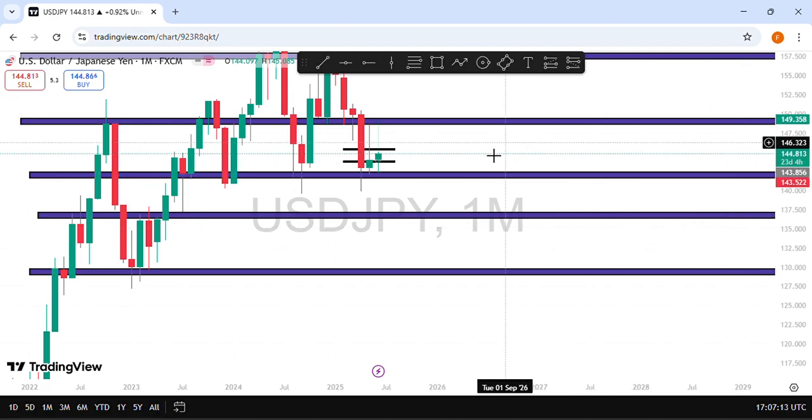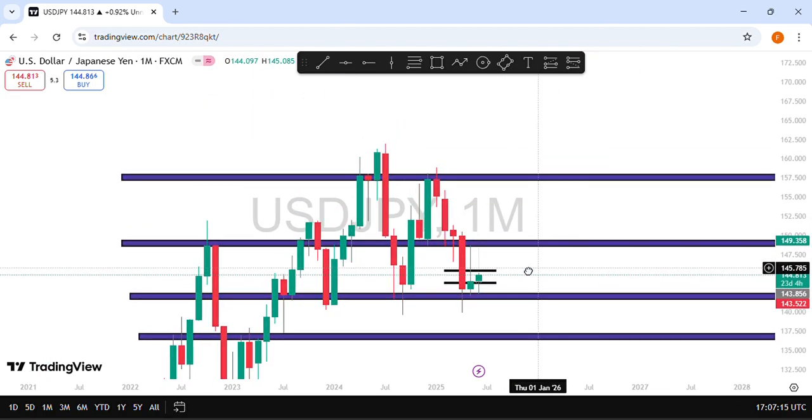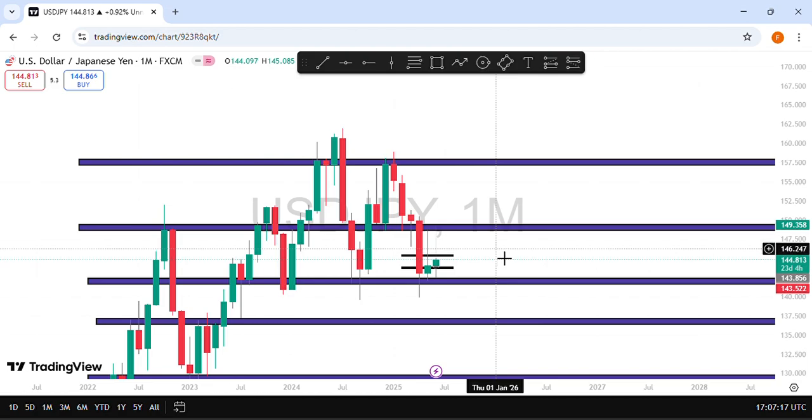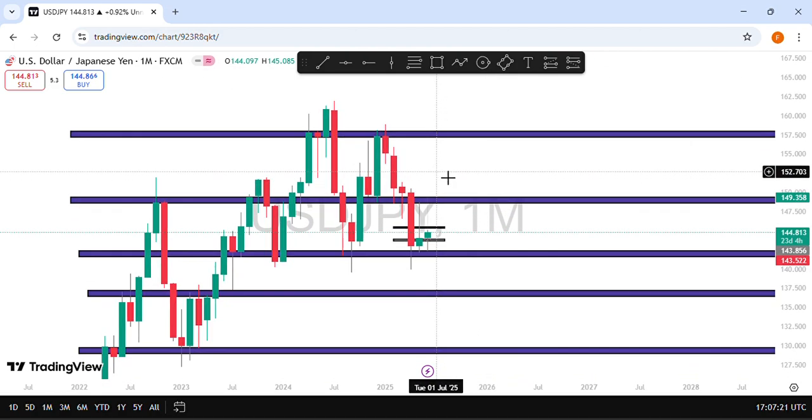So I'm here to break down Forex analysis for you. I'm starting with the USDJPY. As you can see, this is the 1 month time frame. I'm going to identify the market and understand what the market is doing currently.